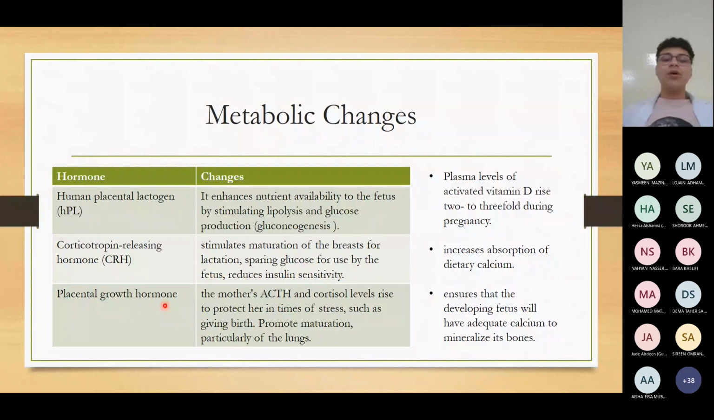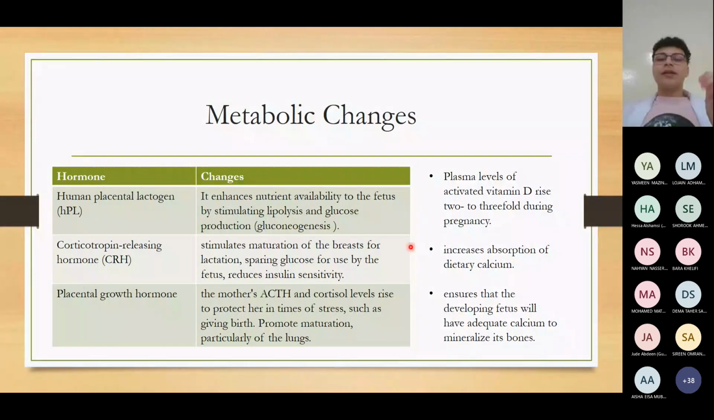And obviously you need to remember the ACTH and the cortisol level rise. These hormones are very detailed. I'm not going to get into exact details of each hormone because it's very detailed. Just need to remember ACTH and the cortisol levels, they're going to increase.